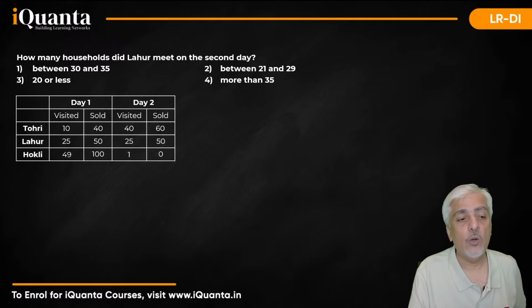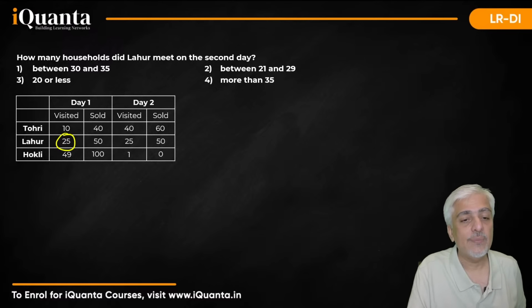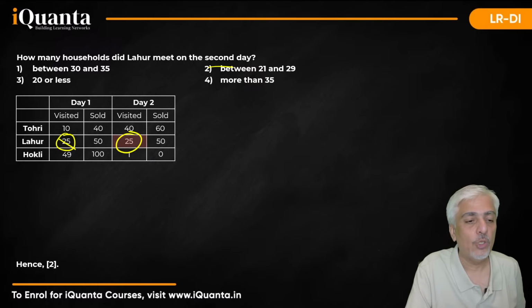How many households did Lahore meet on the first day? Lahore on day 1 visited 25 households. So that is between 21 and 29. Okay? Between 21 and 29. Oh, not the second day, neither the second data. So this one, not this one. Even though they were luckily both 25, it didn't matter.